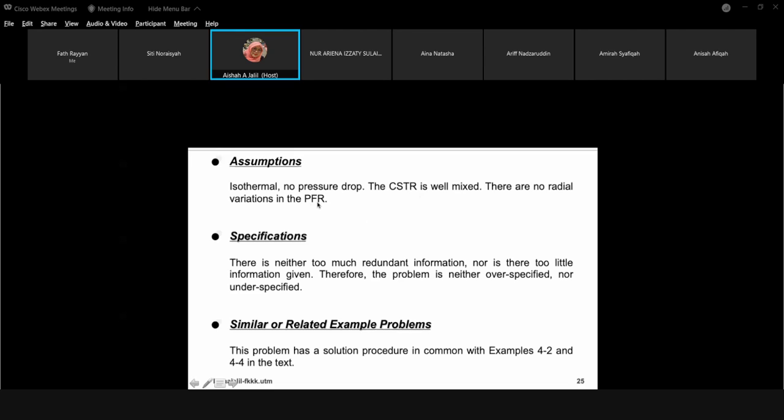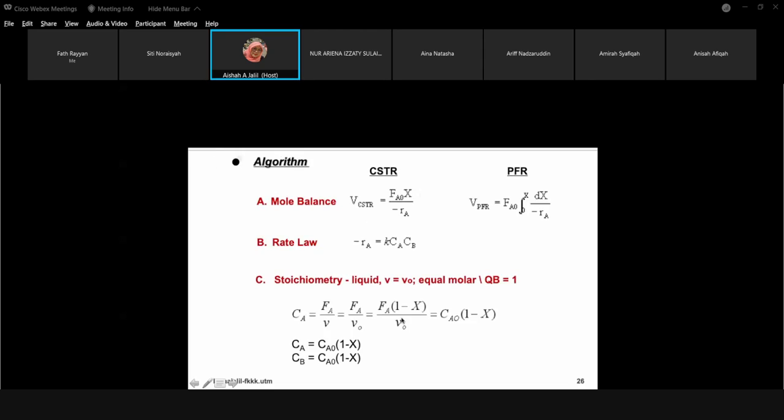Then there is neither too much redundant information nor too little, similar to the textbook. This is the algorithm for how to solve it. This is for the CSTR, and this is for the PFR.